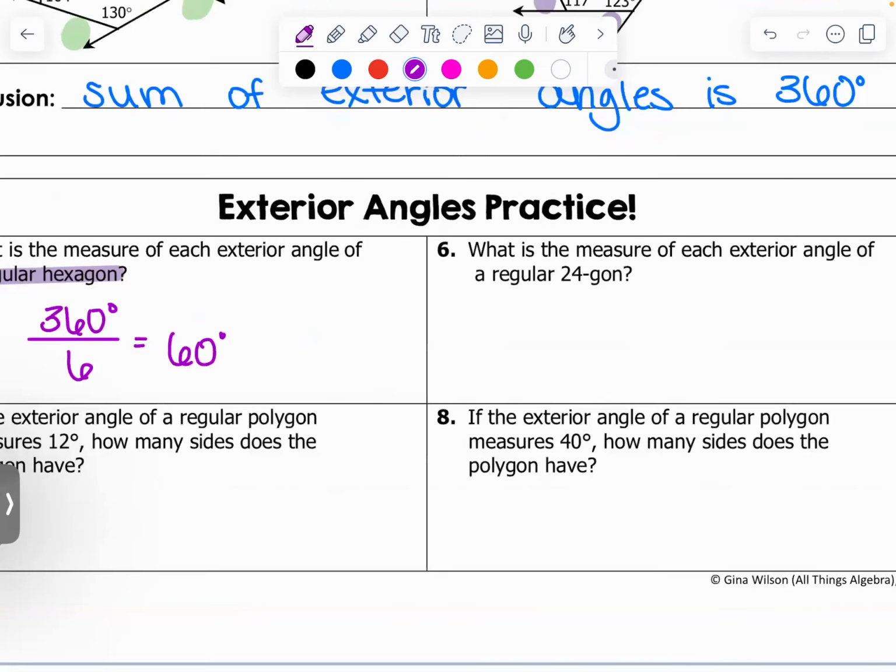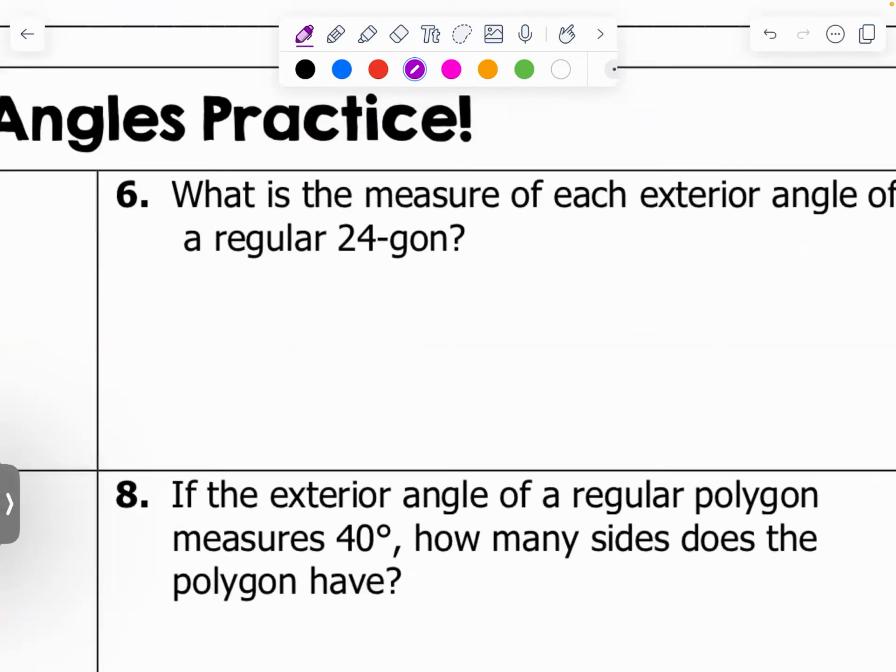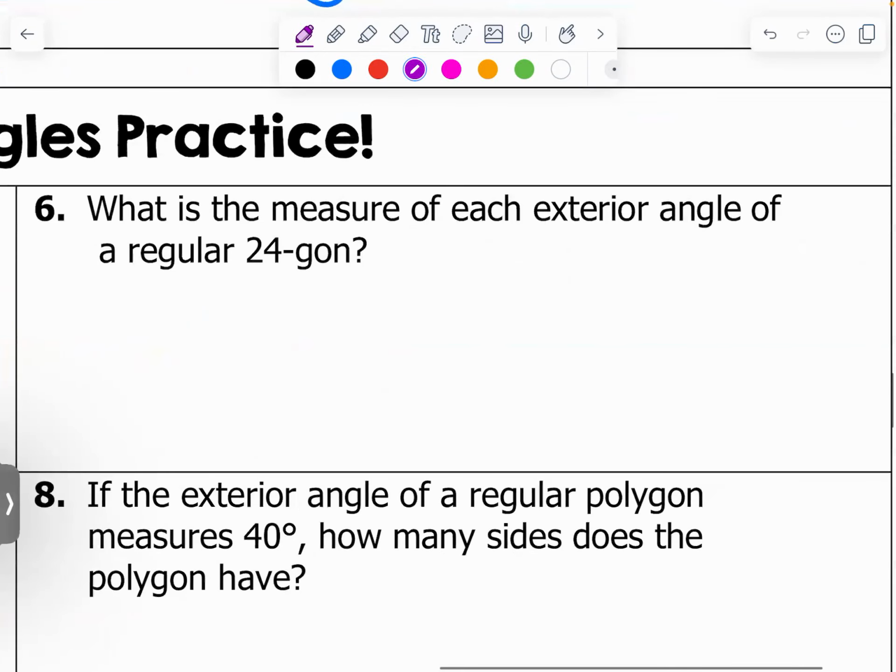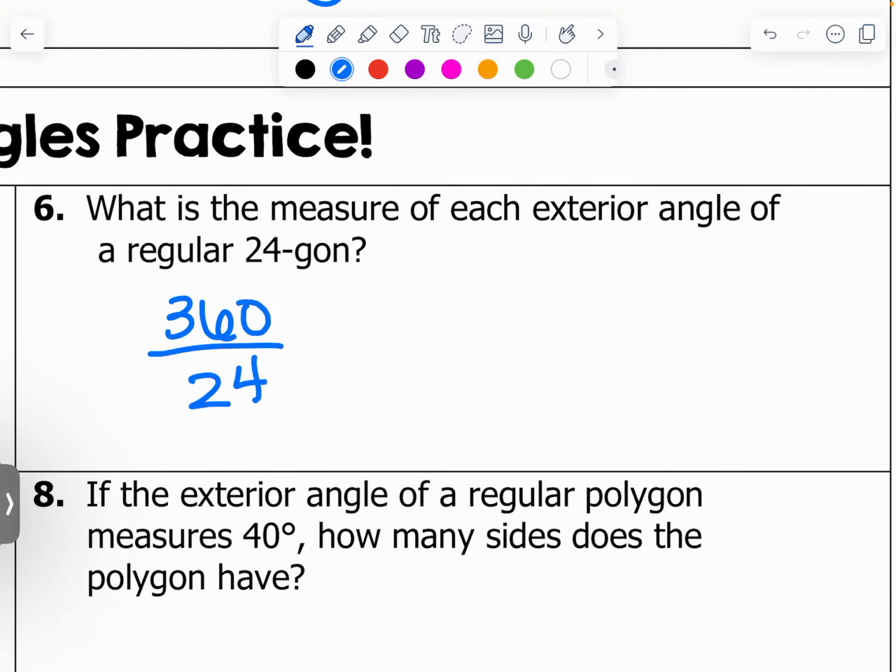Nora, how do we do number 6? Which is what? 15 degrees for each exterior angle of a regular 24-gon.